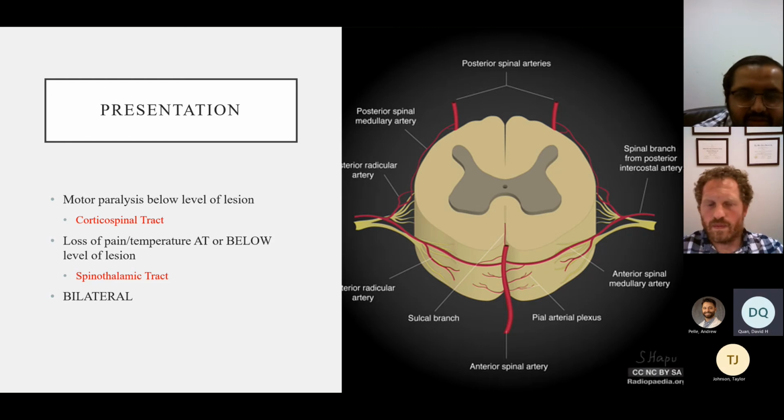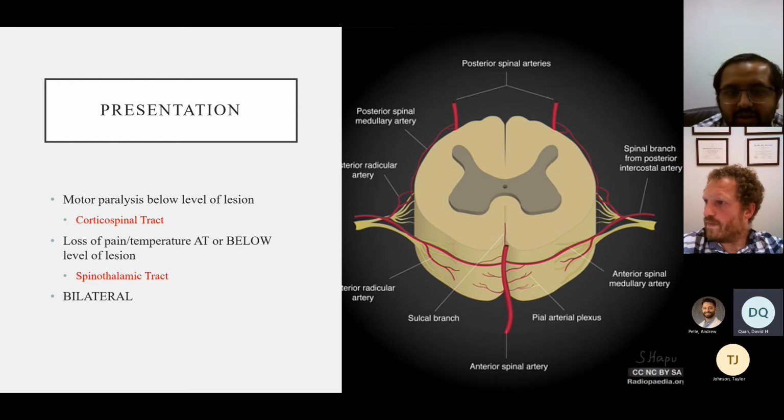Patients will present with motor paralysis below the level of the lesion. And I highlighted in red the tract that's really affected here. That's the corticospinal tract. And then you'll have loss of pain and temperature both at the level of the lesion and below as well. And this is the involvement of the spinothalamic tract. Notice that the vibration and position sense is preserved here because that's in the posterior column.